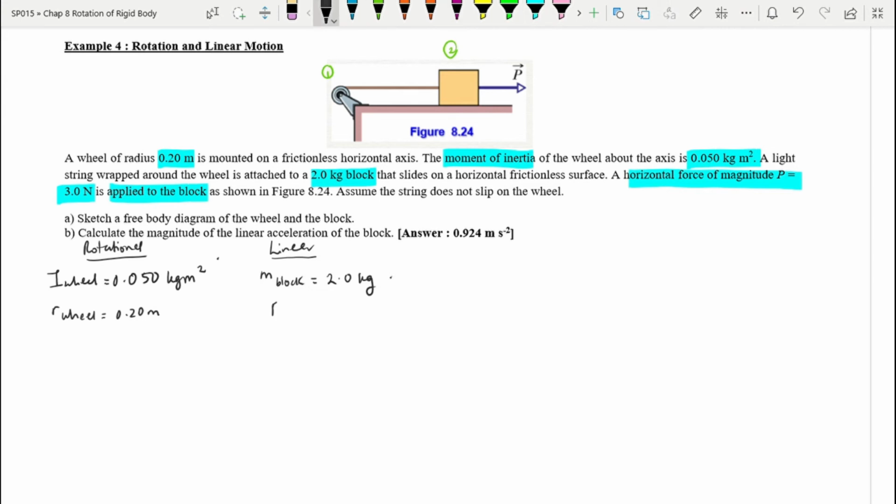So P has a value of 3.0 Newton to the right. Assume the string does not slip on the wheel. So first question, it asks us to sketch a free body diagram of the wheel and the block. There are two free body diagrams we need to draw. The first one is the wheel's free body diagram. So, A. For the wheel's free body diagram, of course, we need to draw it as a solid rigid body.